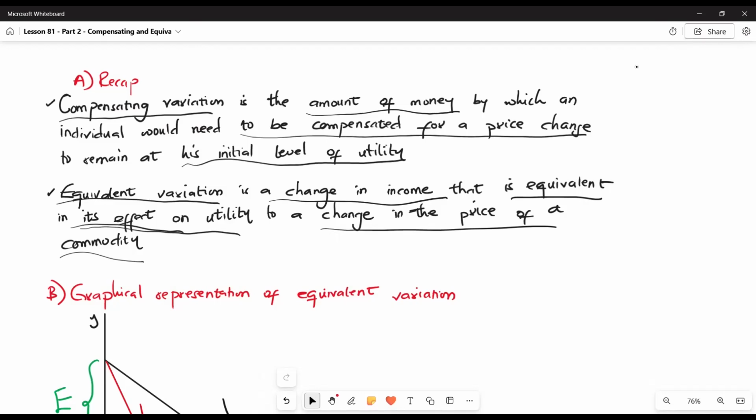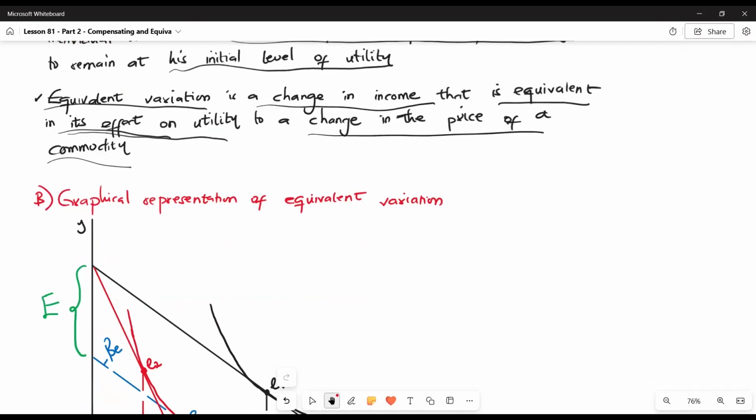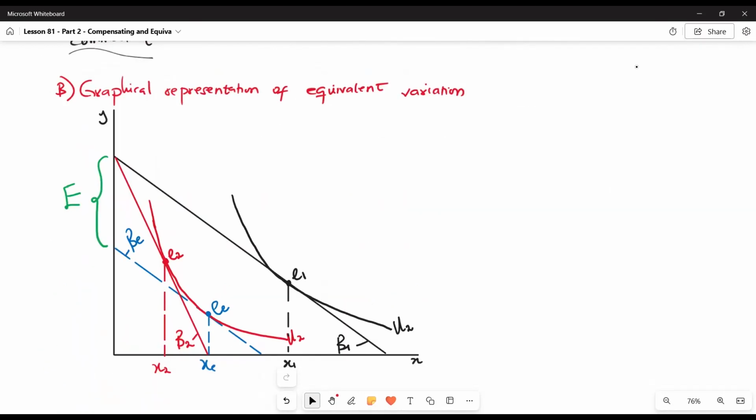Now, in our previous lesson, we looked at a graphical representation of compensating variation. Today, we'll be moving on to a graphical representation of equivalent variation. If we go back to our consumer named George, who started from an equilibrium point E1 on indifference curve U1. In our previous lesson, we saw that an increase in the price of good X will move George to a new equilibrium point E2 on indifference curve U2.